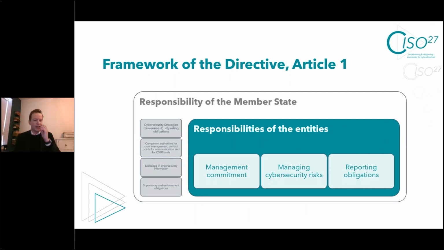So yeah, let's take a look at a couple of requirements within the directive, which can be tackled in the context of a management standard. Again, with a focus on protecting information security, protecting the business, providing continuity in our processes.